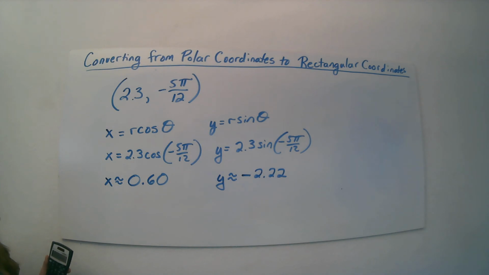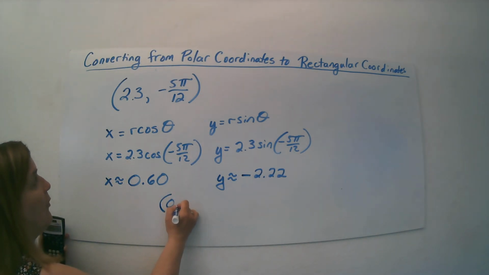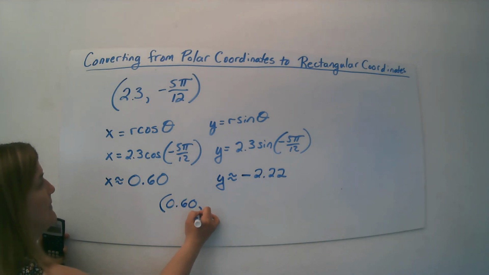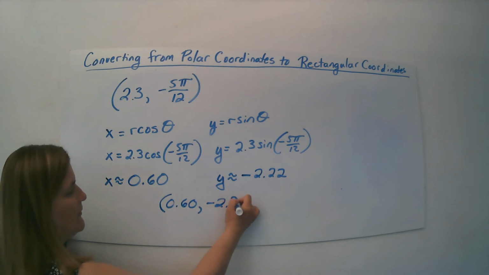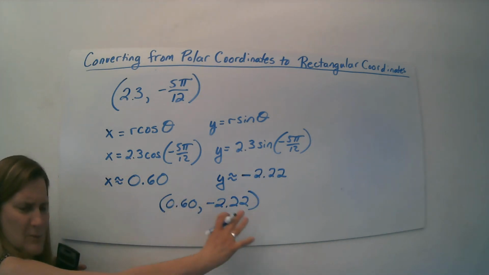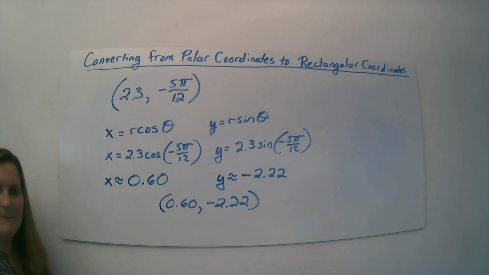So I have this ordered pair, 0.60 and negative 2.2. Yeah, in the previous problem I didn't remember to write it as an ordered pair. I should finish it off and write it that way. So I hope you can go practice converting from polar coordinates to rectangular coordinates.